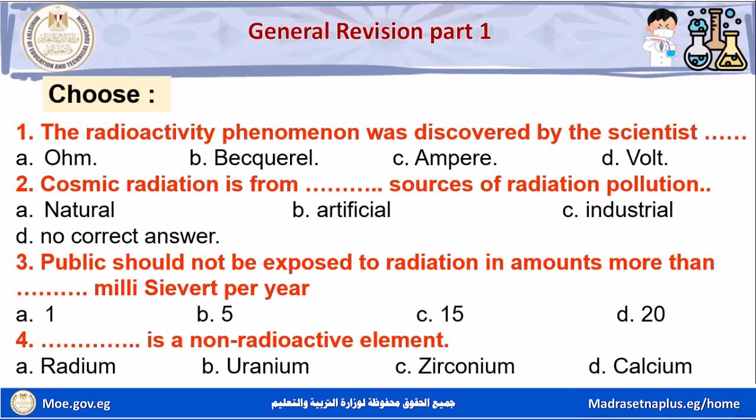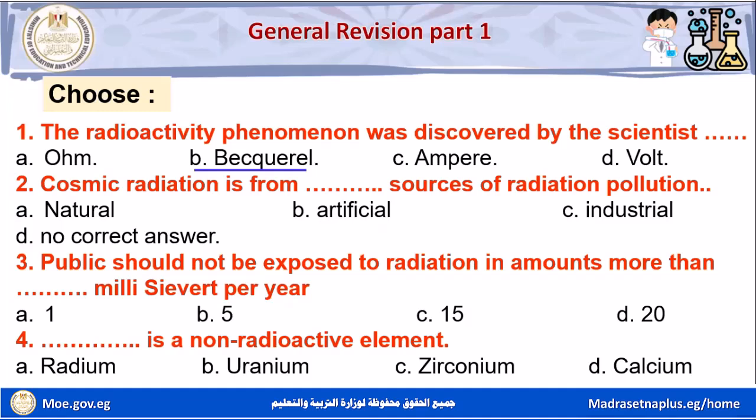Another question, choose. Question number 1. The radioactivity phenomenon was discovered by the scientist. Letter A, Ohm. Letter B, Becquerel. Letter C, Ampere. Letter D, Volt. The radioactive phenomenon was discovered by the scientist Becquerel, French scientist.